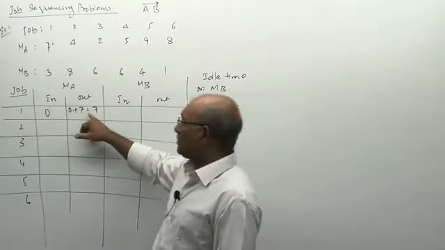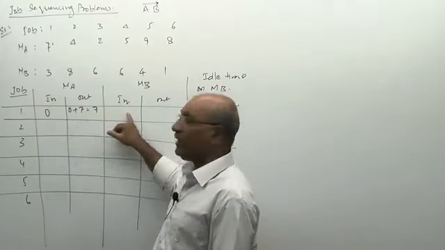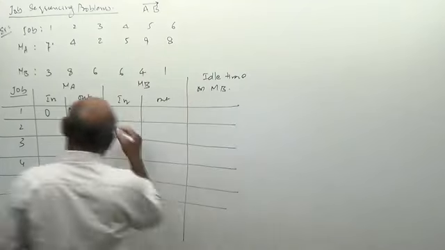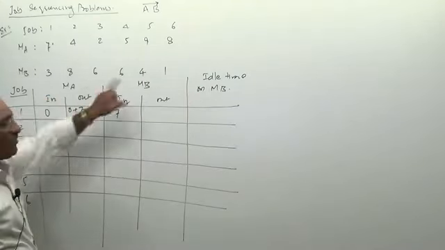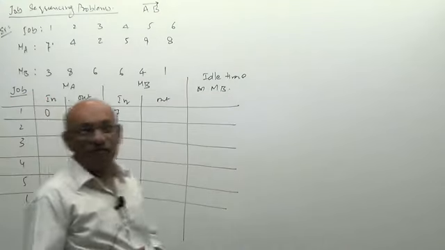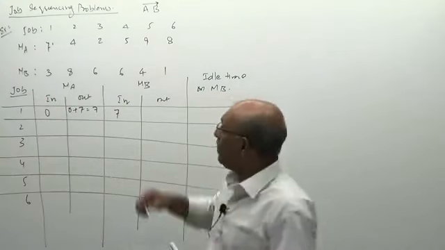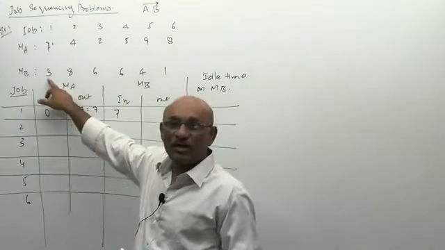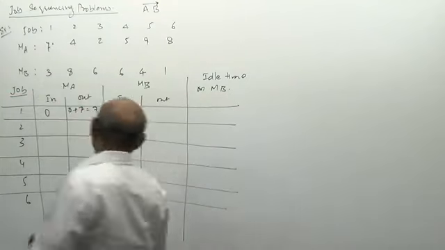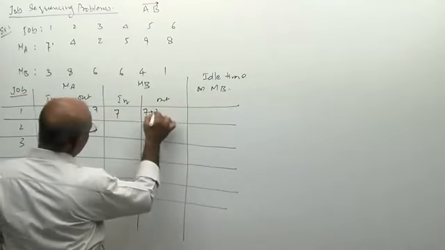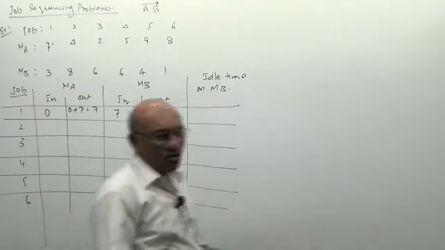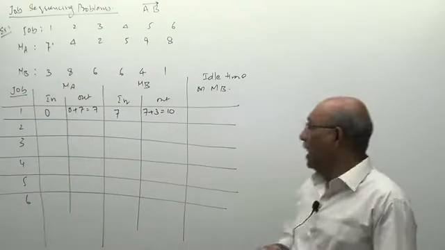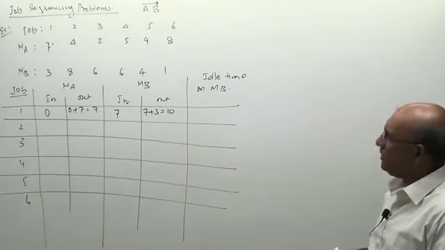As and when it comes out from machine A, immediately it will enter into machine B, sir. So at the end of the 7th hour, this job is processed on machine B. On machine B, how many hours is this job taking? 3 hours. So this is 7 plus 3, 10 hours. At the end of the 10th hour, this job is coming out of this machine.